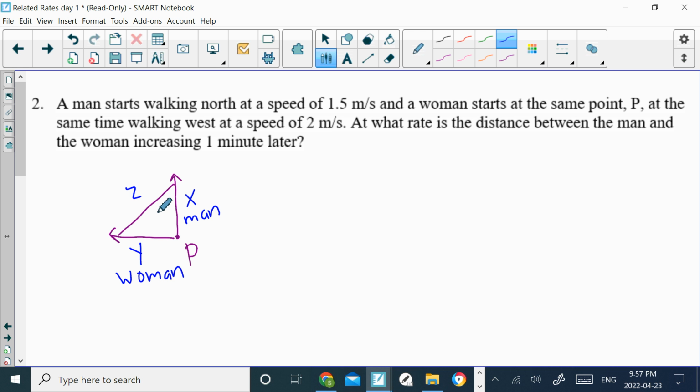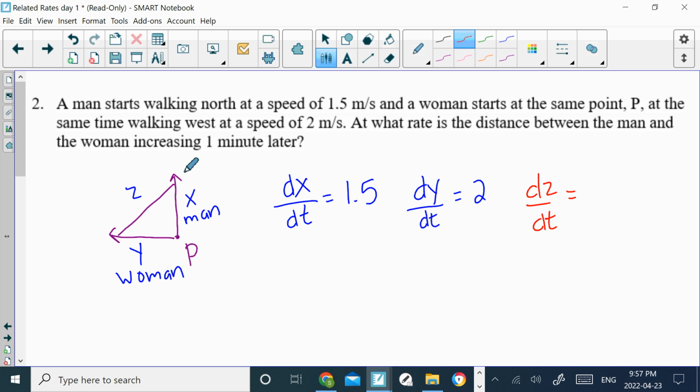Now, we have the rate at which x is increasing with respect to time. So the man is walking north at 1.5 meters per second. So dx/dt would be 1.5. The woman is walking west at a speed of 2 meters per second. So dy/dt is going to be 2. And what we're going to be calculating with this problem is dz/dt.